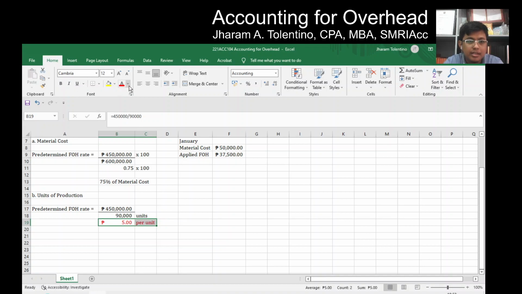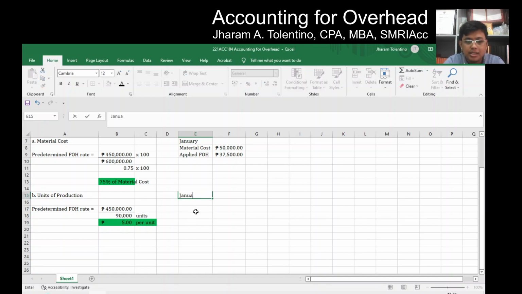Gawin natin green yung mga sagot. Ganyan lang siya kadali, guys. Okay. So, ano ibig sabihin nyan? Halimbawa, for the month of January, nakapag-produce siya ng 15,000 units. What will be our applied factory overhead? That's 15,000 times 5 pesos. 75,000 yung applied factory overhead natin if we're going to use the units of production.